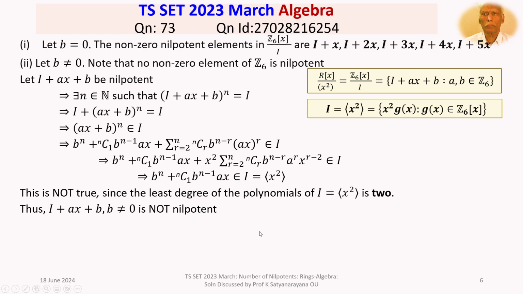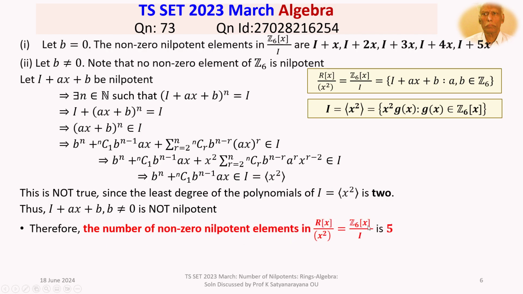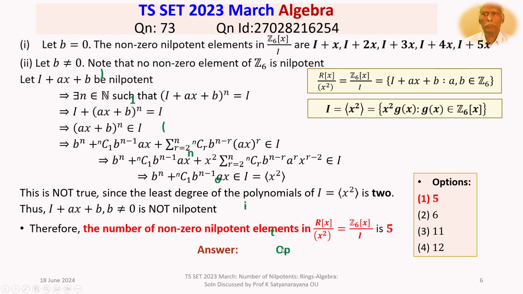So who are the nilpotent elements? The non-zero nilpotent elements are just the ones you have already found: I plus X, I plus 2X, I plus 3X, I plus 4X, I plus 5X. How many? 5. So the number of non-zero nilpotent elements in Z6[X] by I is 5. So these are the 5 non-zero nilpotent elements. So let's look at our options. Our answer 5 appears against option 1. Therefore the answer to this question is option 1.